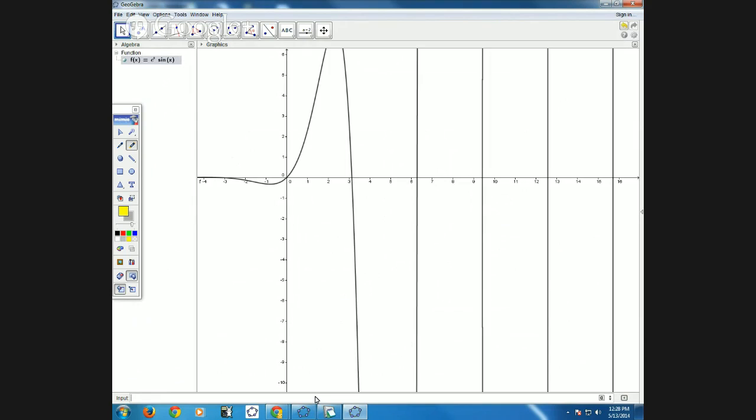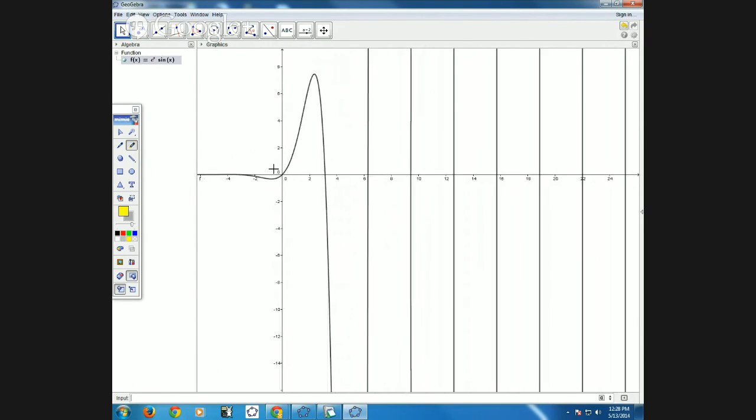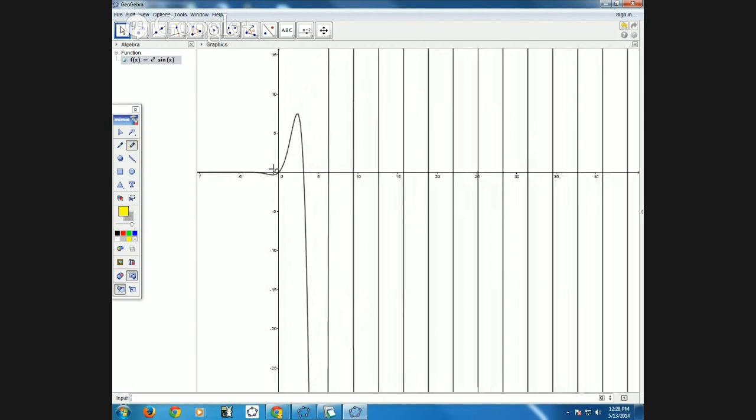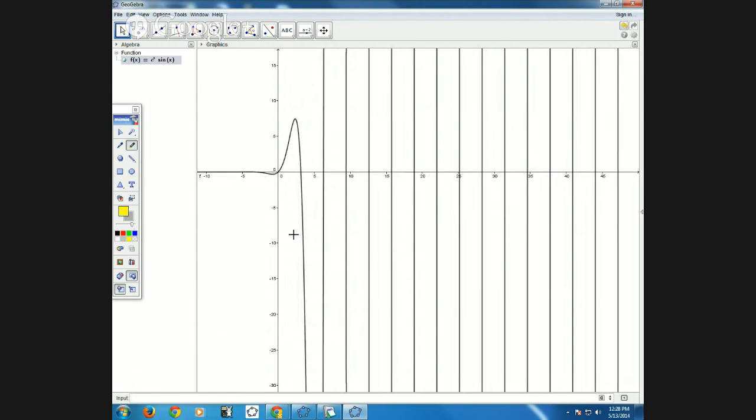So here's a graph of e to the x sine of x. Whoa, look at that thing. It's beautiful. So what would the formula for this be? Check that graph out. Okay.